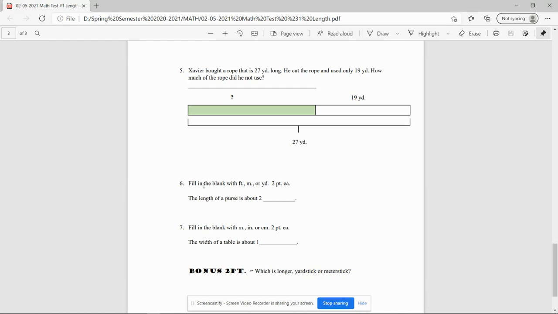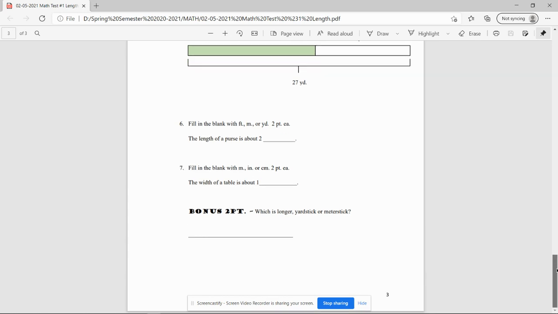For number 6, fill in the blank with these abbreviations. So let's see. It says the length of a purse is about 2 blank. So when you're going to measure a purse, are you going to use feet, meters, or yards? And then number 7 is exactly the same thing. Fill in the blank with either one of these abbreviations. And it says the width of a table is about 1 blank.